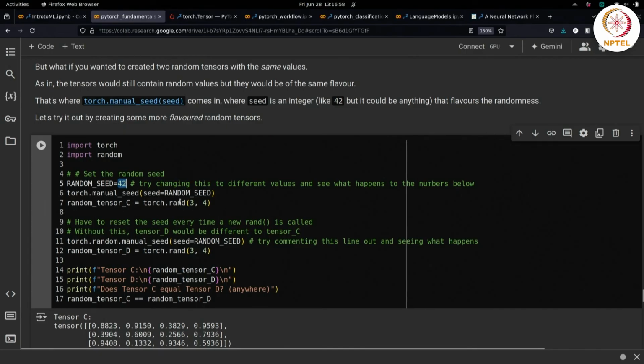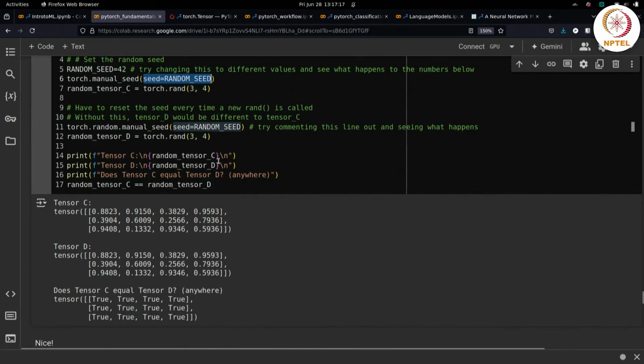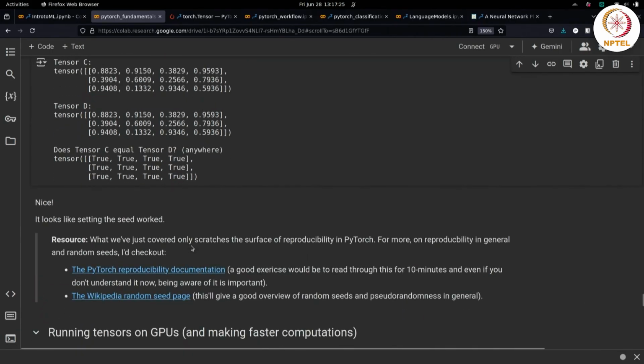So if you're creating a tensor using torch.rand, and you always create it with this particular seed, then no matter how many times you do it, you end up with the same matrix. But if you had not set torch.manual_seed with a particular seed value, these values would have been very different across two different runs.